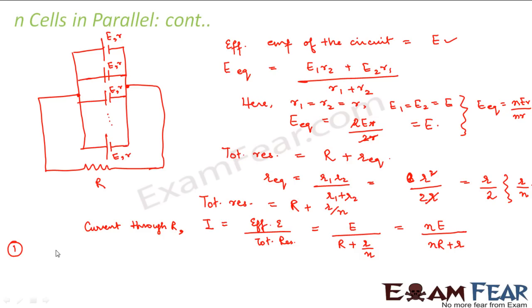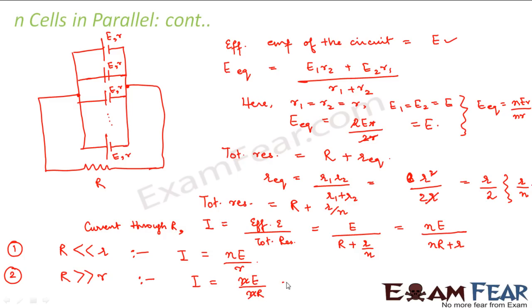Now here also we can have 2 cases. The first case where capital R is very, very small, that is external resistance is very small. In that case, current will be equal to nE divided by r. So current is n times the current due to a single cell. Second scenario where external resistance is very, very greater than the internal resistance. In that case, the current can be written as nE divided by nR. So this will be equal to E divided by R. That means the current through the external resistance is equal to the current due to a single cell, right?